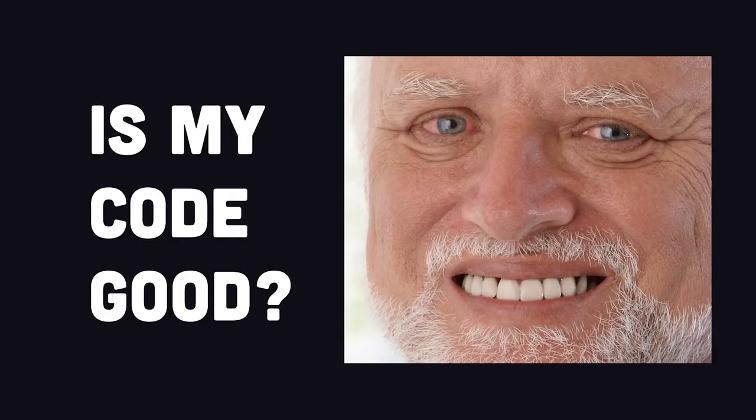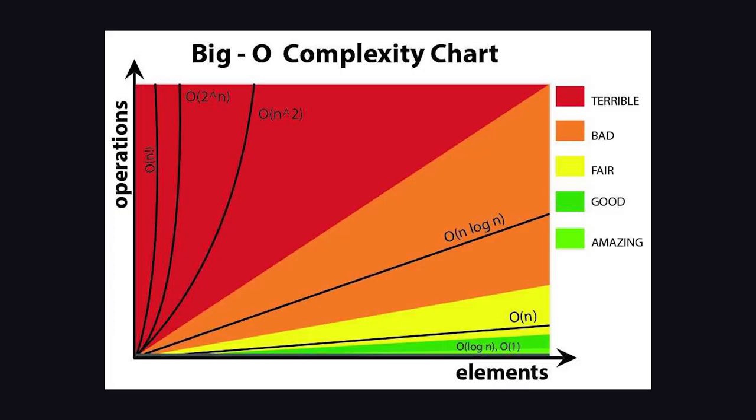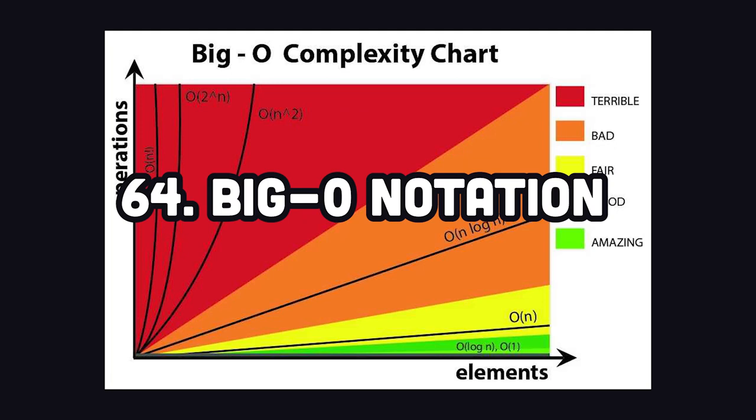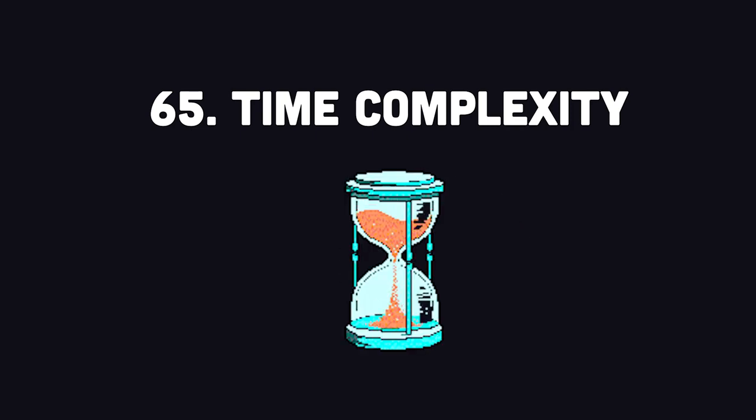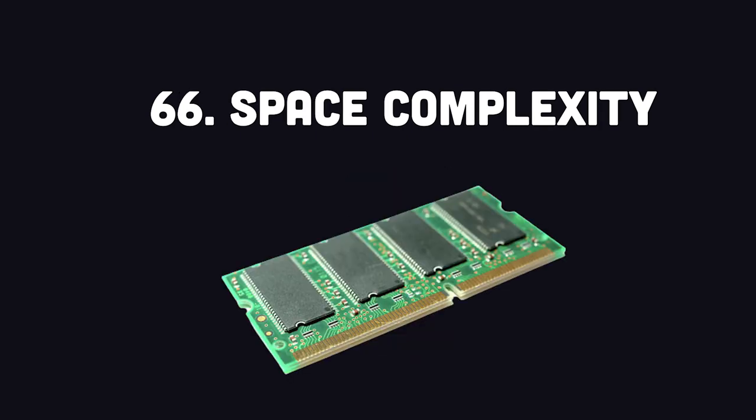Now, when you write an algorithm, you'll need to determine if it's any good, and the system for doing that is called Big O notation. It's a standard format for approximating the performance of an algorithm at scale. It may reference time complexity, which is how fast your algorithm will run, and space complexity, which deals with how much memory is required to run it.